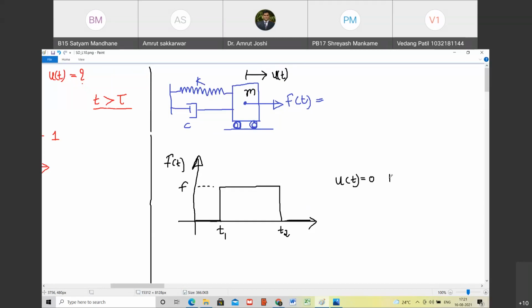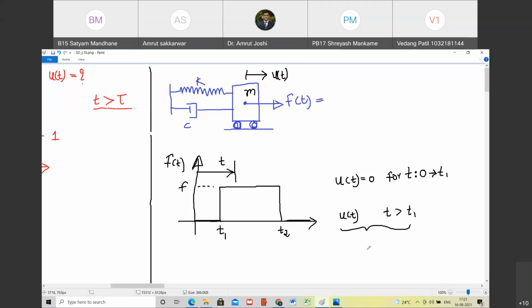for t between 0 to t1. Very good. Then u of t is going to be 0. So the question is when it will come. I will be interested in finding out the response of the system for t greater than t1. Do you agree with me?